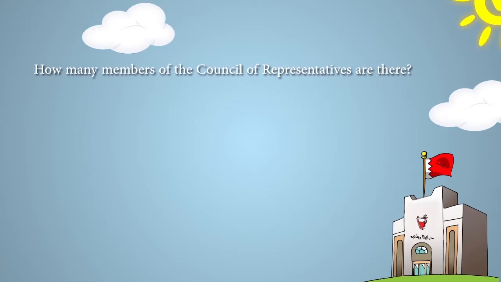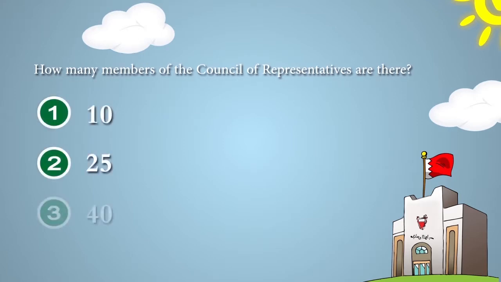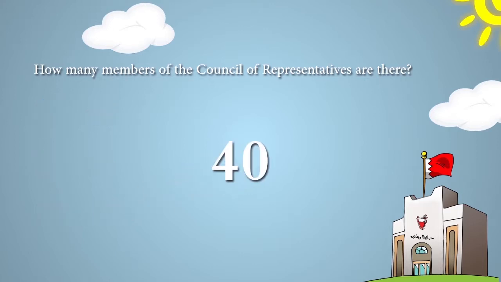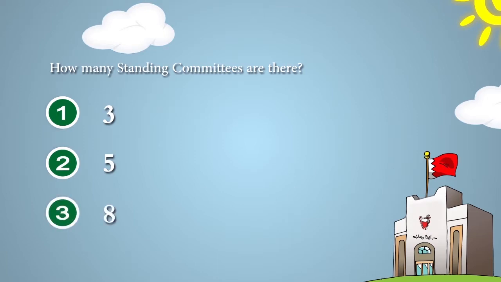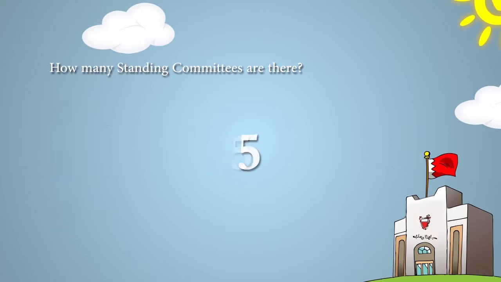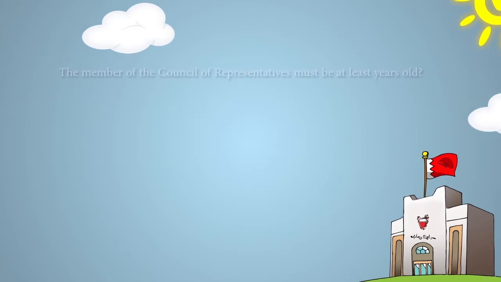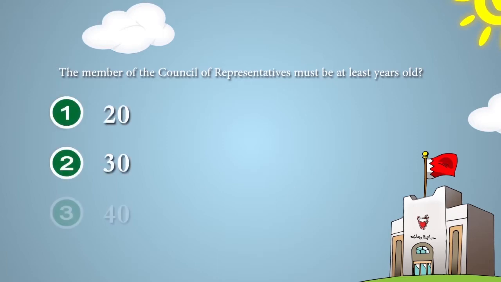How many members of the Council of Representatives are there? Well done, 40 members. How many standing committees are there? Well done, 5 standing committees. The member of the Council of Representatives must be at least... Yes, 30 years.